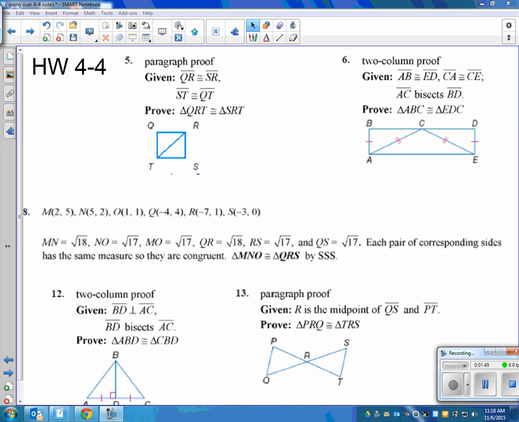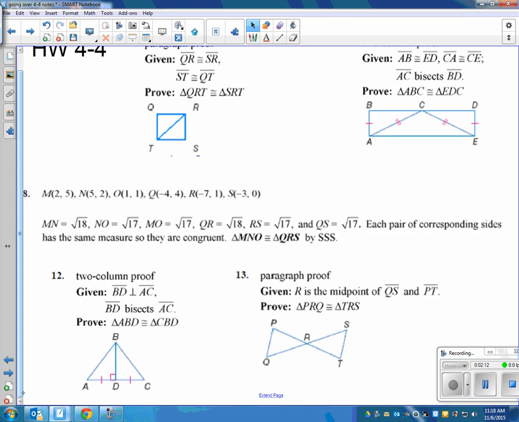Number 8, on your quiz on Monday, maybe I'm not going to make you prove 2 triangles are congruent, but I'm definitely going to make you do the distance formula and find the sides of a triangle. So maybe instead of proving 2 triangles are congruent, I'm going to ask you to just find the distance and then name it as isosceles, equilateral, or scalene, right? So you've got to know the distance formula for your quiz. All right, were you number 12?